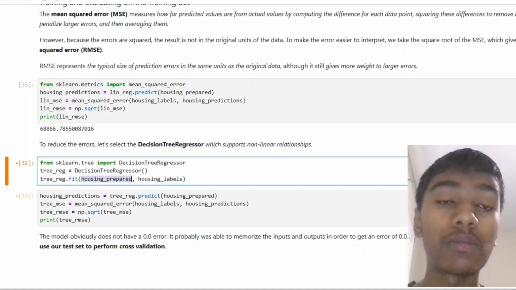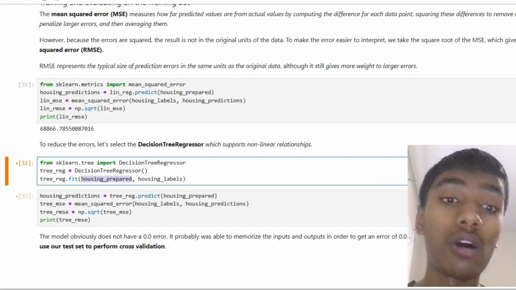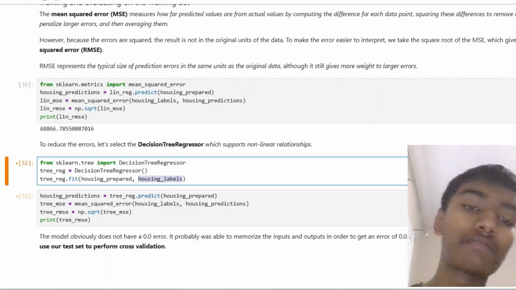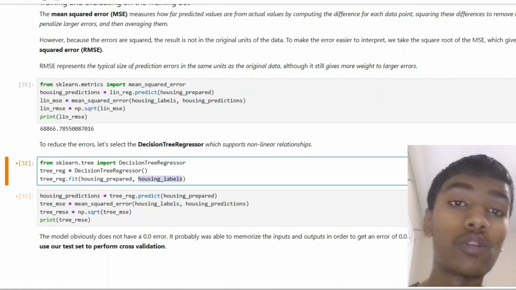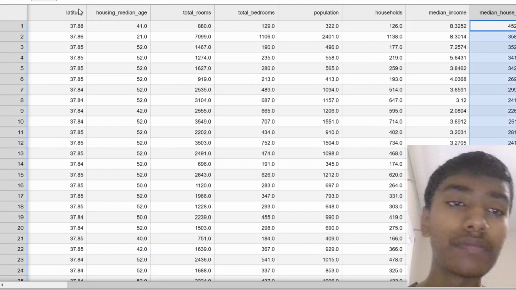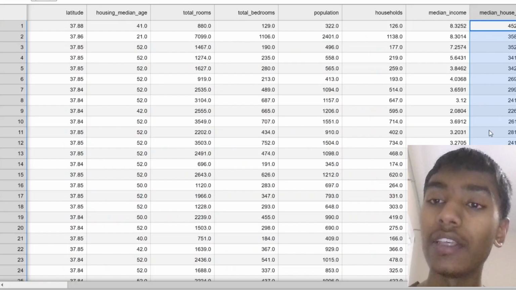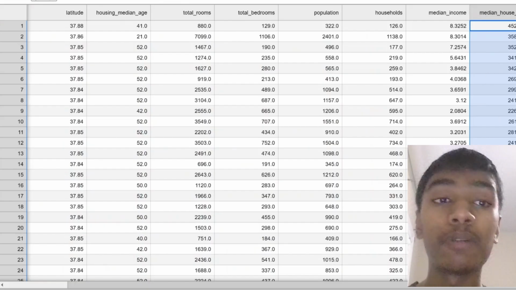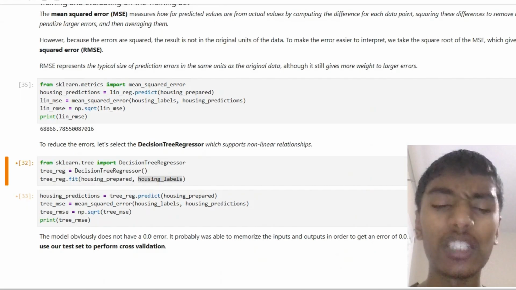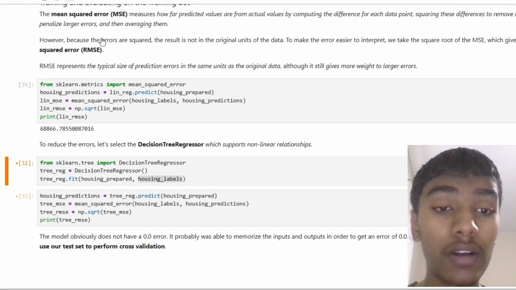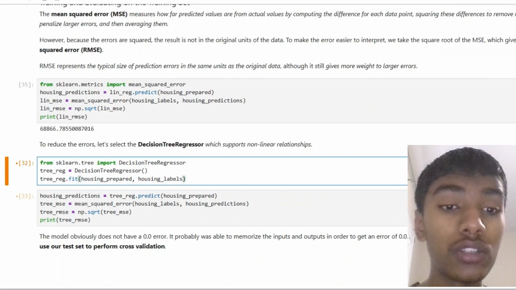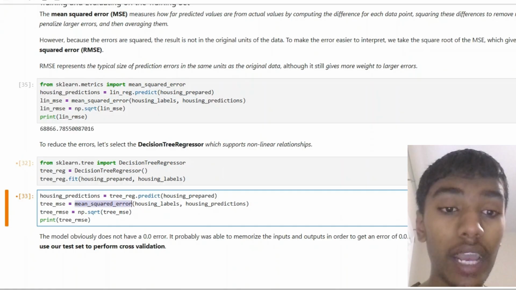So we're passing in housing_prepared, which, remember, is our data with all of our attributes, and our housing_labels, which are all the output data. So remember, it's all of these values right over here. What we're passing in are the true values that the model should be projecting, as well as all the attributes. And then from there, we're going to calculate a mean squared error.